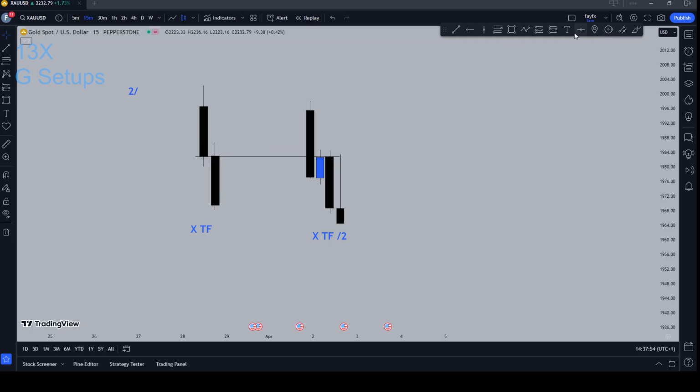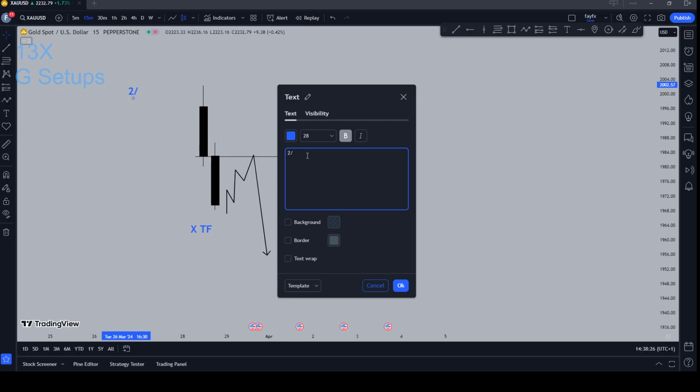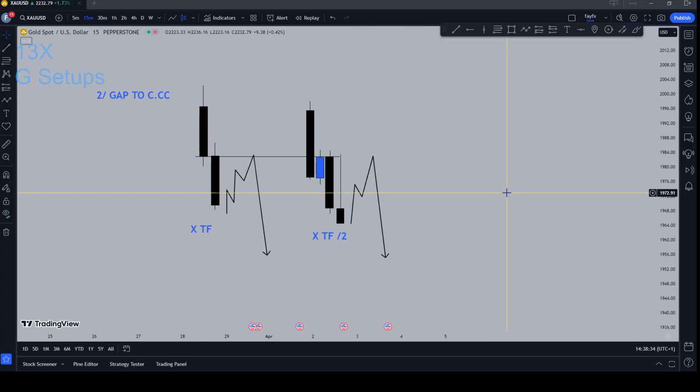So here, what will price do? Price tends to visit this level once again, touches the main level and drops down for sell setups. Same thing here. This is very powerful. I just like it. Price will go up, touch that level, and melt down. So we call this a gap to classic CC. This is the second entry.